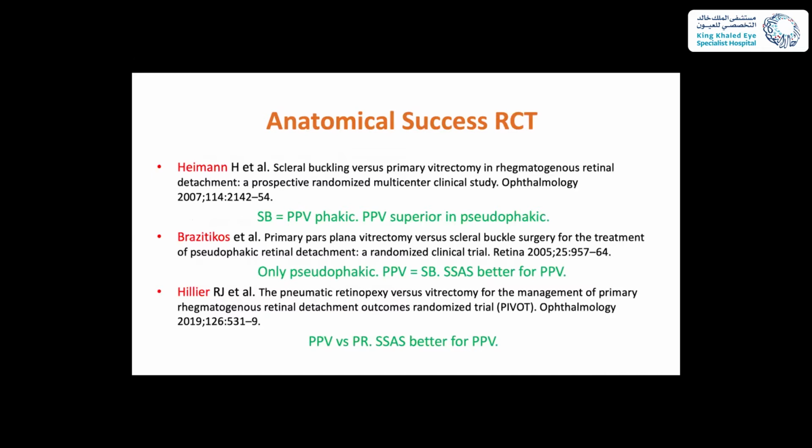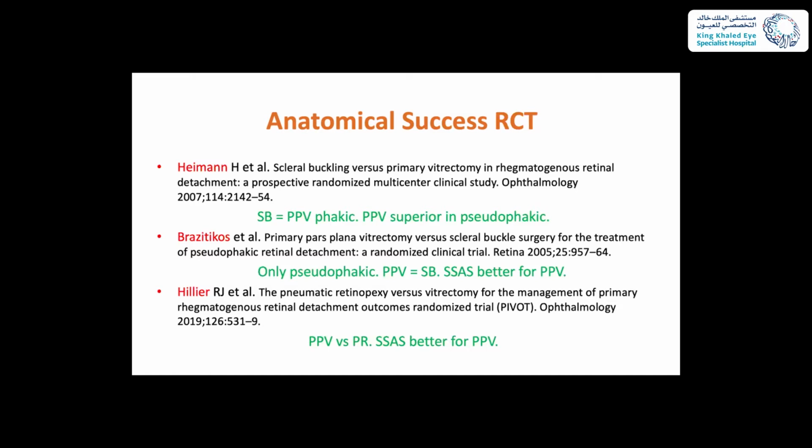Of these three clinical trials, two of them are quite old. There is the one from Heimann, which compared scleral buckle versus primary vitrectomy in retinal detachment. The main conclusion of this study is that in phakic patients, the rate of anatomical reattachment with scleral buckle and pars plana vitrectomy is more or less the same, but pars plana vitrectomy is superior in pseudophakic patients.